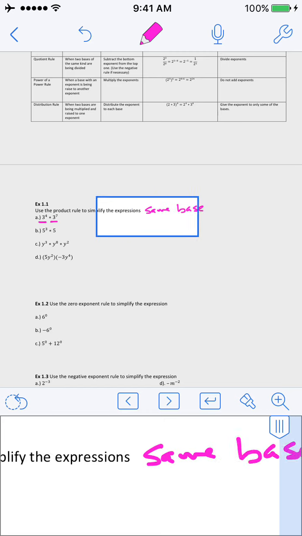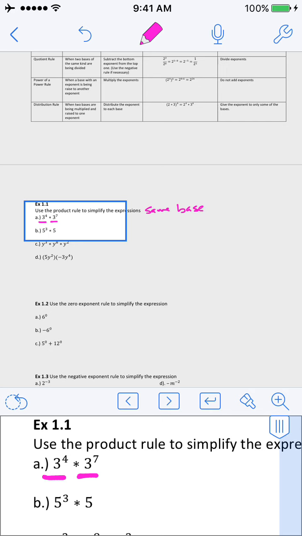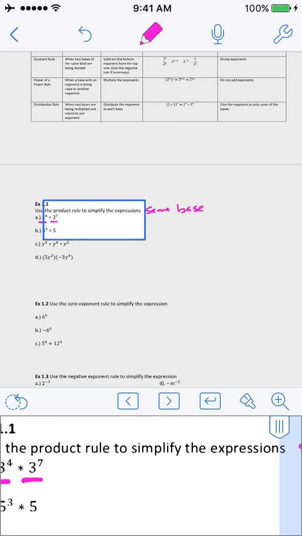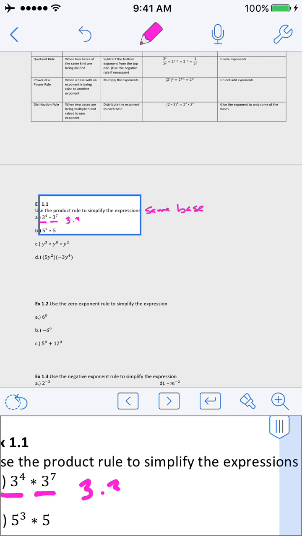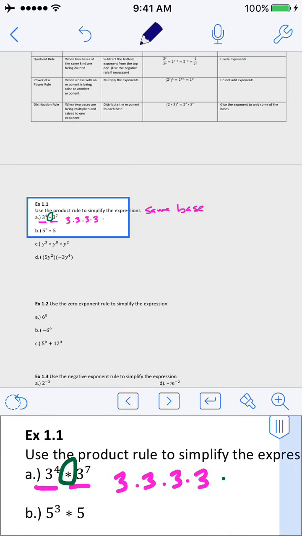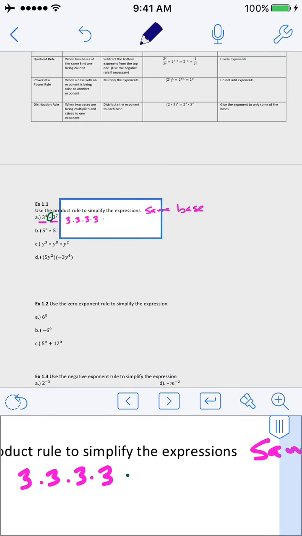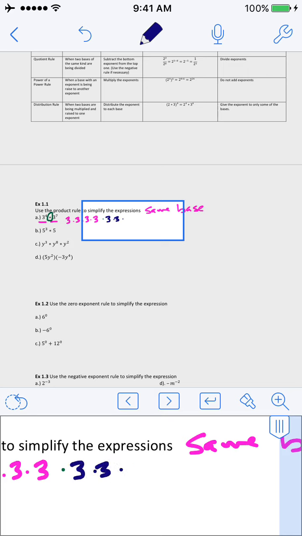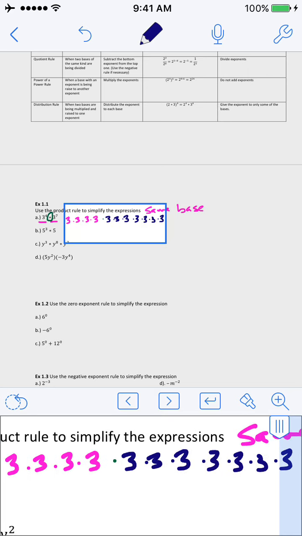This here is a base of 3, right? And if that's the case, if you have the same base and it's being raised to a whole bunch of powers, then you can think of it this way. I have 3 to the 4th, which is 3 times 3 times 3 times 3, right? And then that is being multiplied by another 7 3's, right? 3 to the 7th would be 3 times 3 times 3 times 3 times 3 times 3 times 3. Wow, that's a lot of 3's.